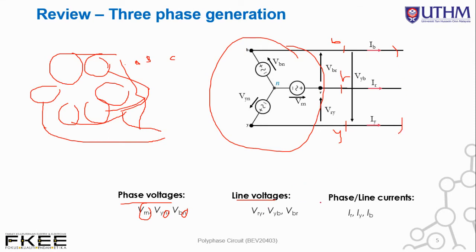For phase and line current, since this is a star configuration, we simply have line current equal to phase current. So this is the three-phase load.